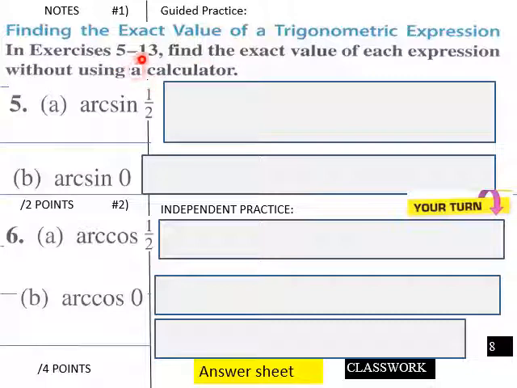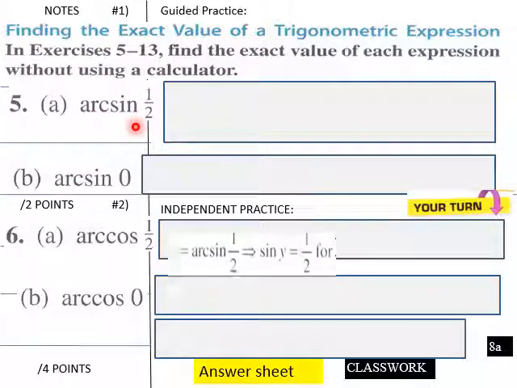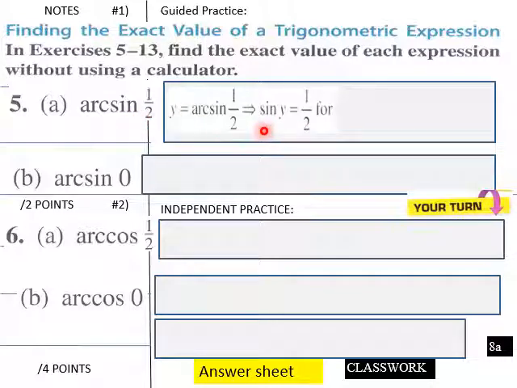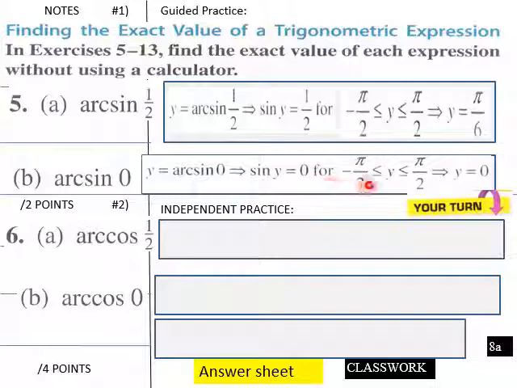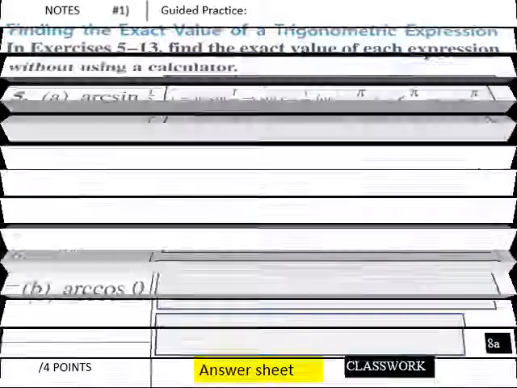So let's get into some examples here. Find the exact value of each expression without using a calculator. So for arc sine 1/2, arc sine 1/2 is when sine y equals 1/2. For this interval here, y equals pi over 6 would be the radian measure for sine y of 1/2. And then arc sine 0, in this interval here, y would equal 0. If you need to, you could use a unit circle to visualize that.